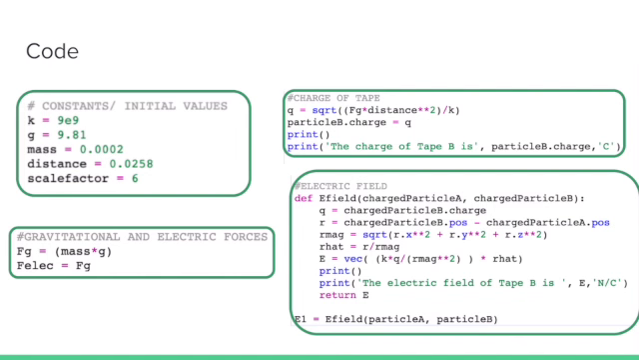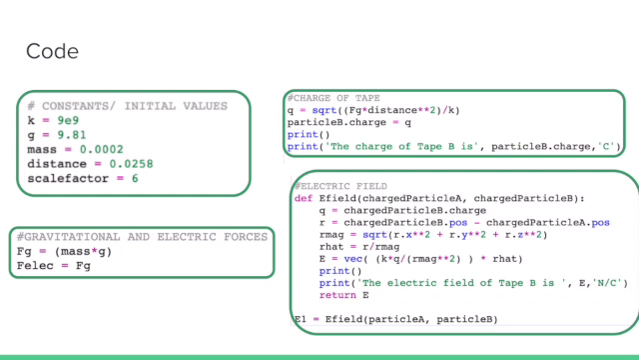This is some of the code that I used for the computational models, and as you can see in this first section we have the constants and initial values, which are important in establishing the rest of the equations, and then below that we have the gravitational electric forces, where the gravitational force is mass times the gravitational constant of 9.8, and then the electric force is just equal to the gravitational force.